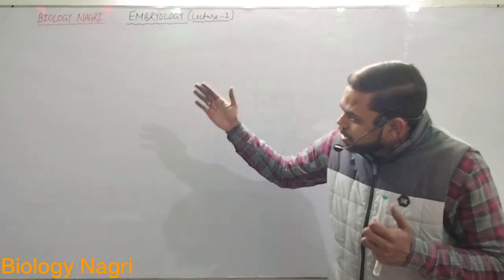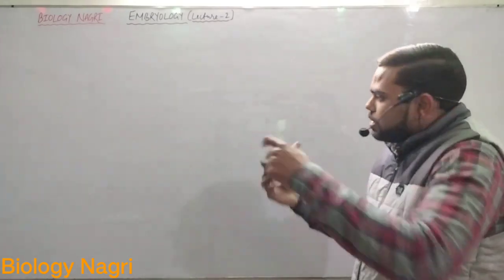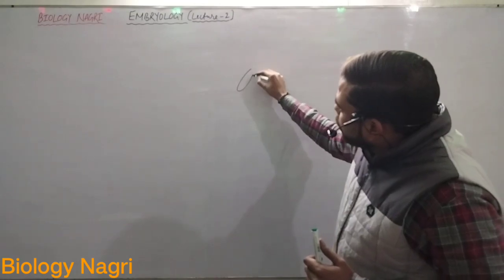And further, you can see here these hypoblast and epiblast cells. We'll see like here. These are the trophoblast.